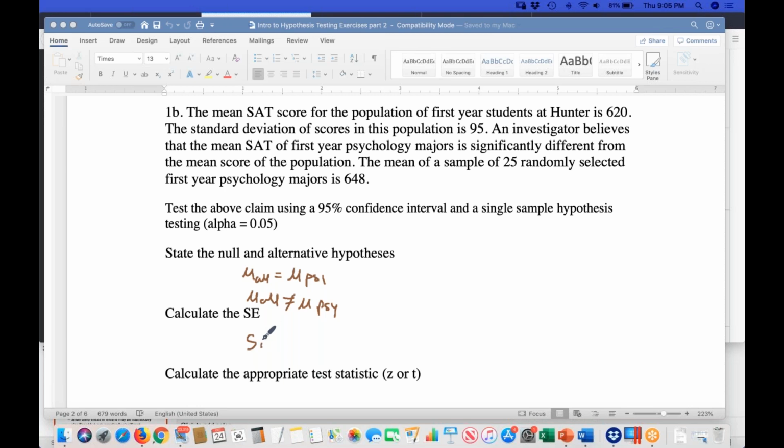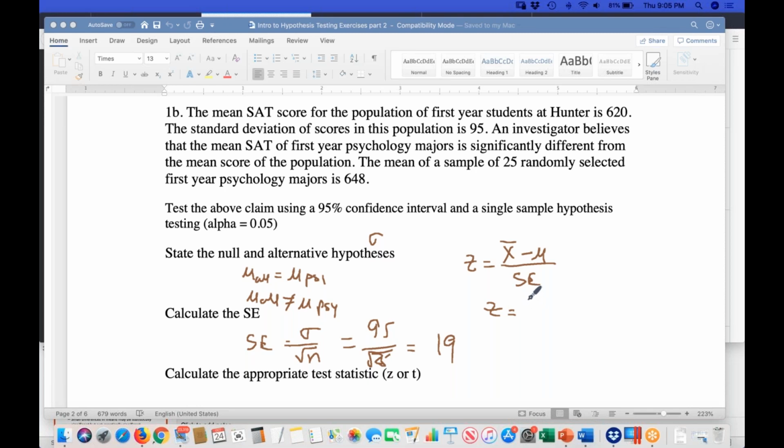Okay, calculate our standard error. Our standard error is equal to sigma over the square root of the sample size, which is 95 over the square root of 25. The square root of 25 is 5, and 5 into 95 is 19, right? Yes. Okay, good. So standard error is equal to 19. So now we have to calculate the appropriate test, Z or T. Since we know what sigma is, we're going to use Z. So Z is equal to X bar minus mu over the standard error. The number of standard errors apart is what we're after.